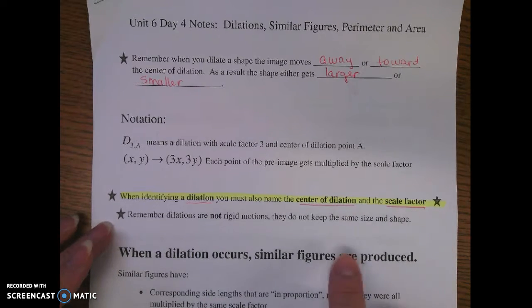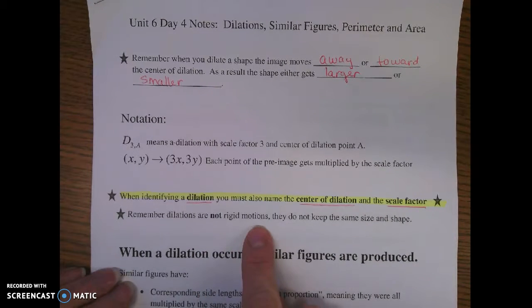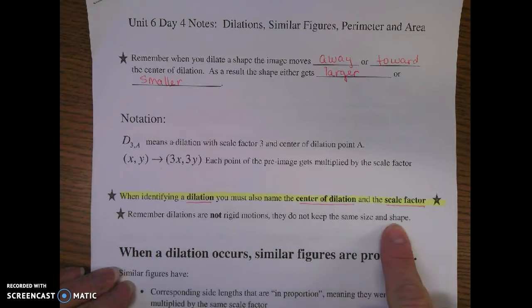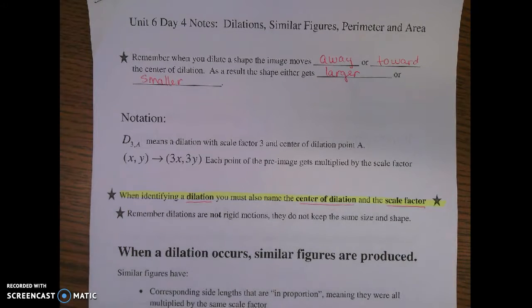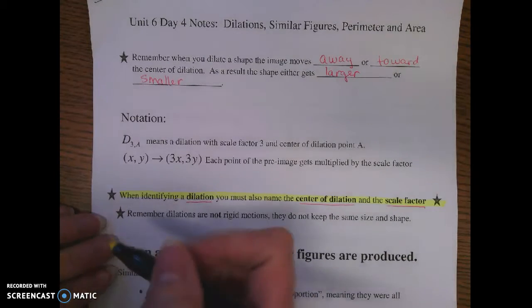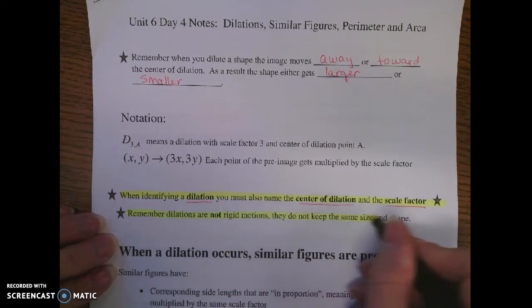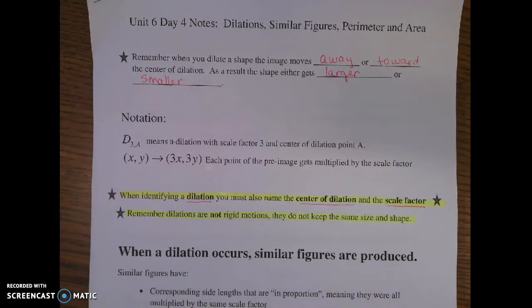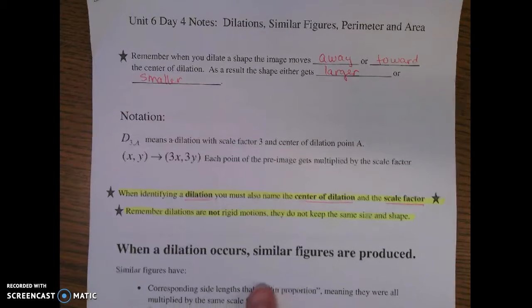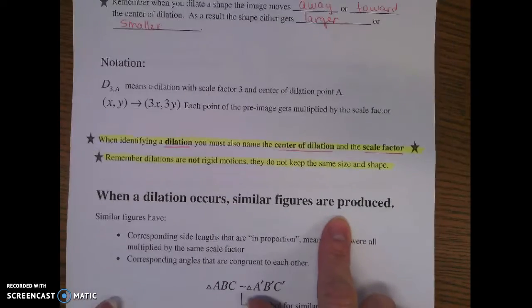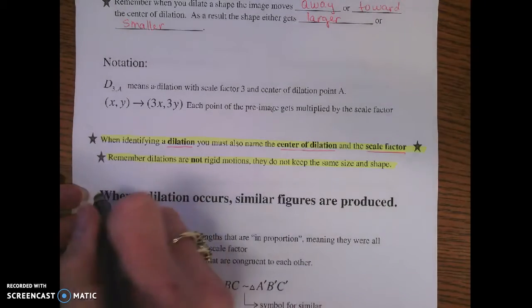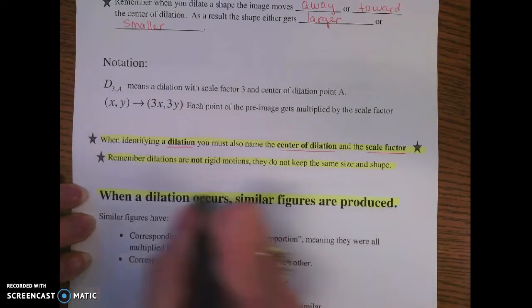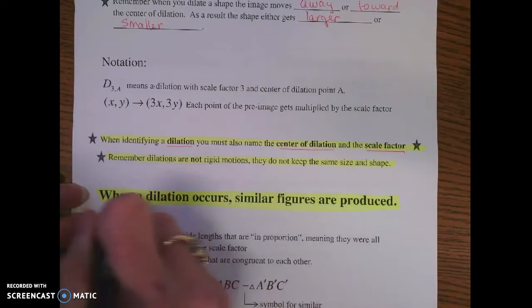And remember, dilations are not rigid motions. They do not keep the same size and shape. So it's very easy to recognize a dilation because the size of the shape has changed. So that's really important. So let's highlight that also. So when a dilation occurs, similar figures are produced. The rest of this unit, we're going to be talking about similar figures. So this is very important because we're going to have 3 or 4 more days of notes just about similar figures.